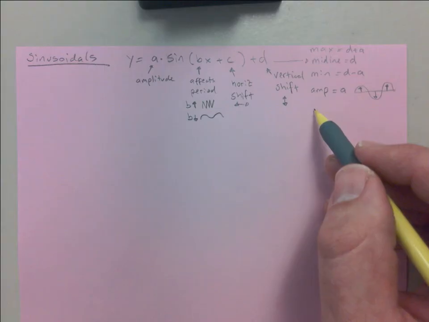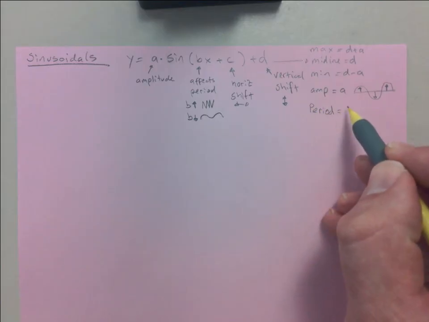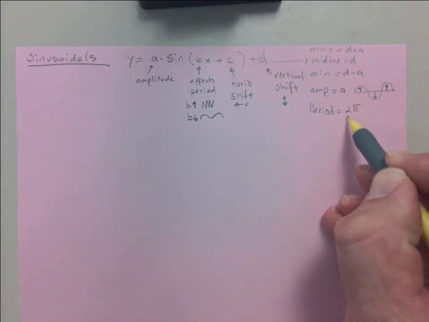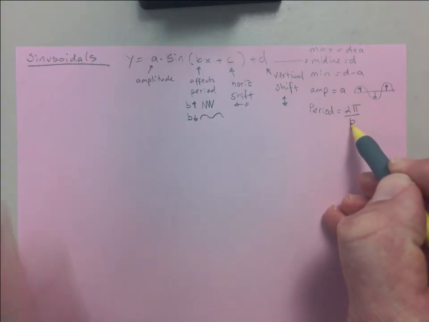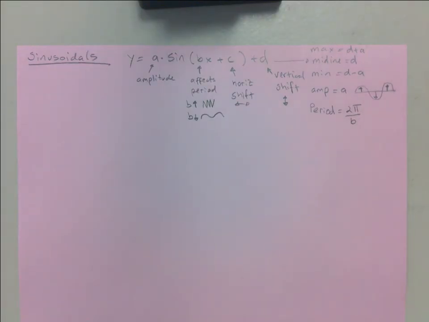There's one more that I want to talk about. Period. Period is 2 pi divided by B. Okay, so all of these formulas you can answer based on the equation.